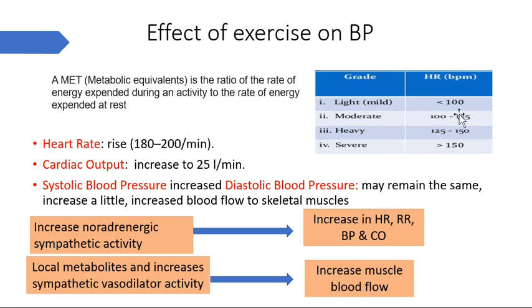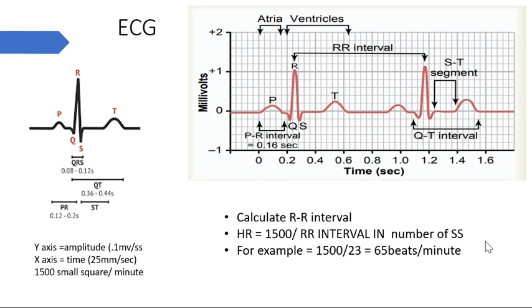Light exercises are when you have a heart rate less than 100. Moderate exercises, when you have a heart rate of 100 to 125. Heavy exercises, 125 to 150, and severe exercises, more than 150. We will not be performing heavy and severe ones in the lab, only light and moderate. The mechanism you should know is that during exercise there is increased sympathetic activity, which leads to an increase in heart rate, respiratory rate, BP and cardiac output, and local metabolites and increased sympathetic vasodilator activity lead to increased muscle blood flow. These are the mechanisms you should know during Viva.